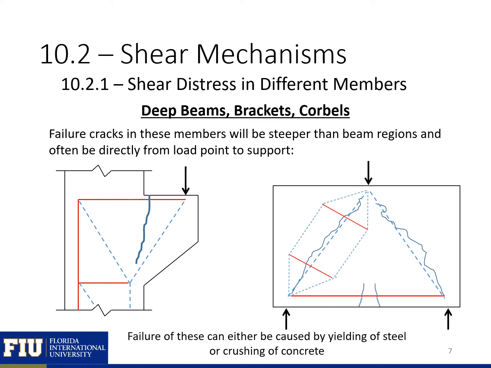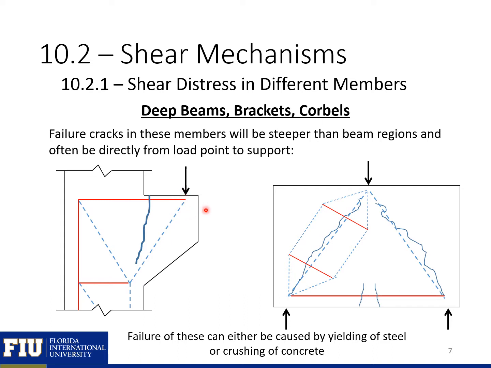When we have shear span to depth ratios less than or equal to 2, we're going to have deep beam failures. So these members we need to design differently than typical beams. Also in this category, we can have brackets and corbels. So any type of ledged member where we have a load applied on the ledge.